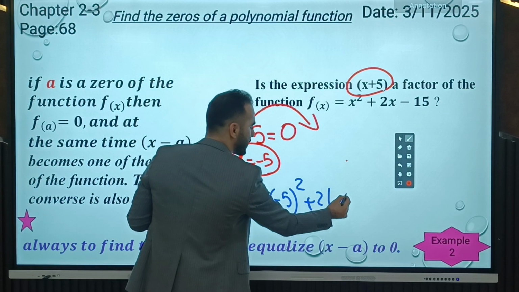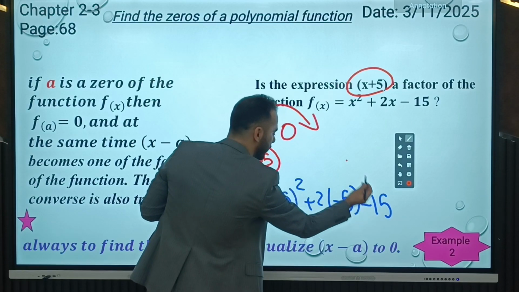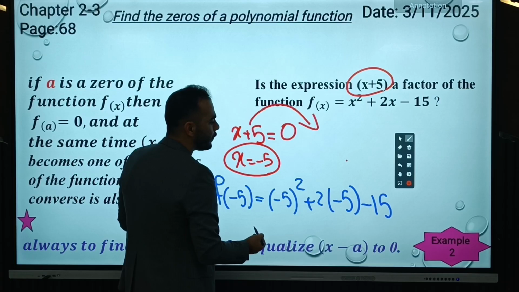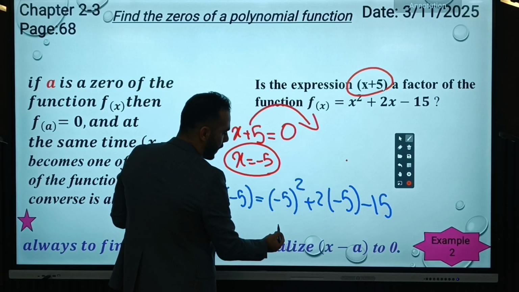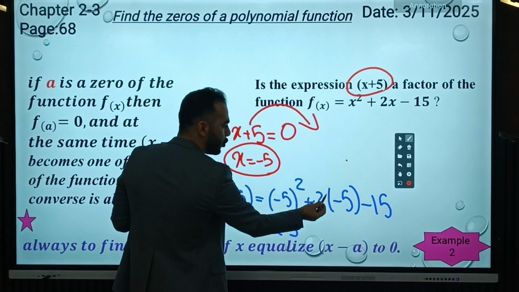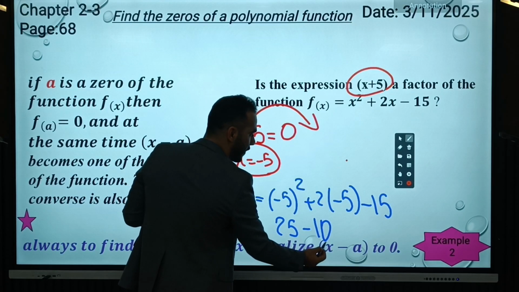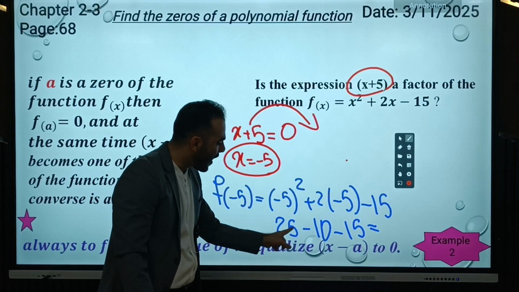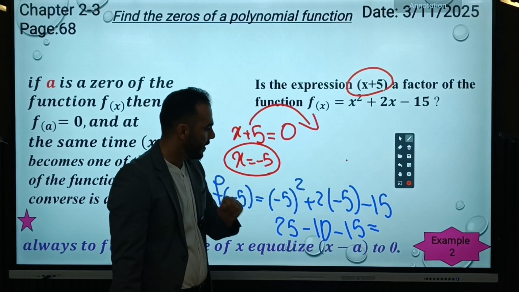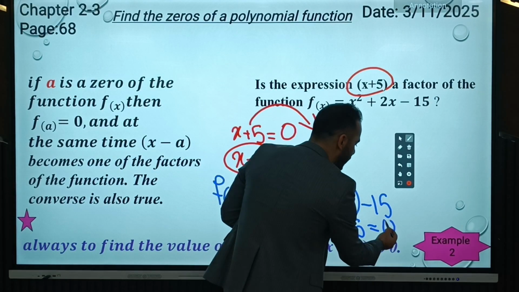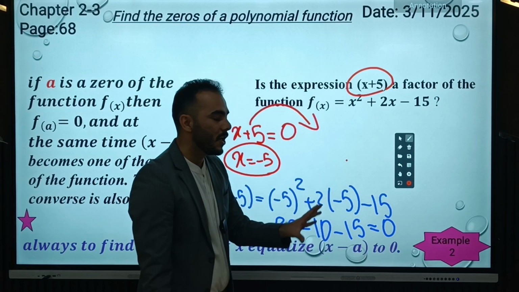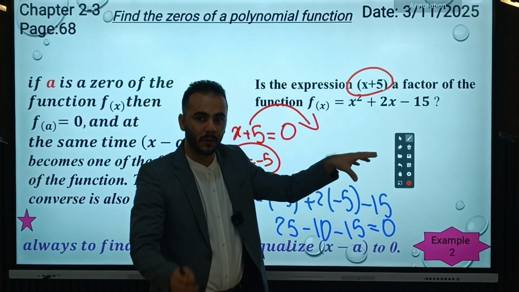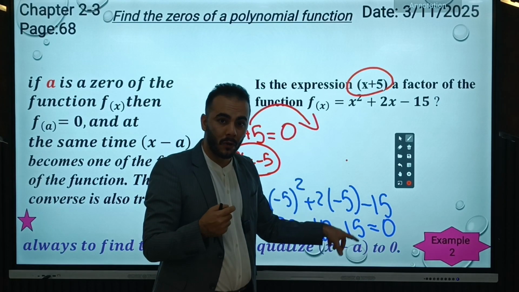Negative 5 powered by 2 is equal to 25. 2 times negative 5 is equal to negative 10, and we have negative 15 originally. So 25 minus 10 is 15, and 15 minus 15, the result is 0. So since by evaluating negative 5 into our polynomial function the result becomes 0, we can say that x plus 5 is a factor of this function.